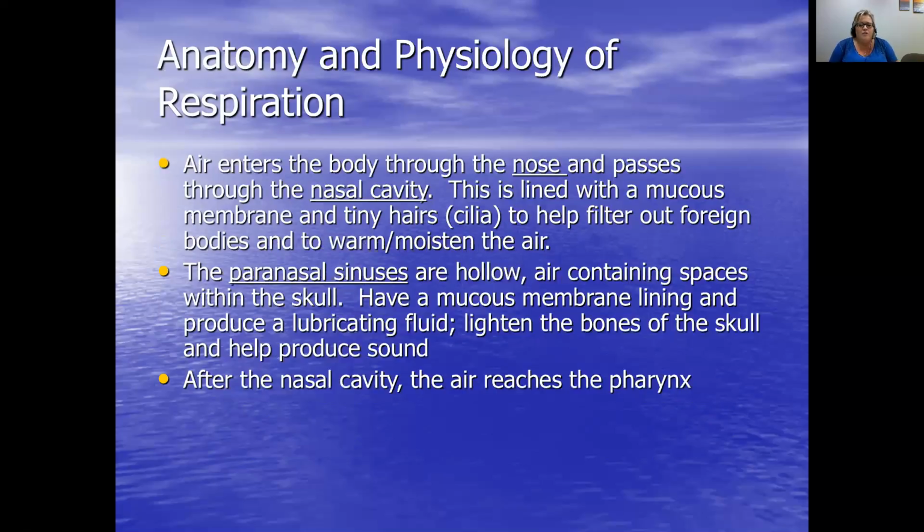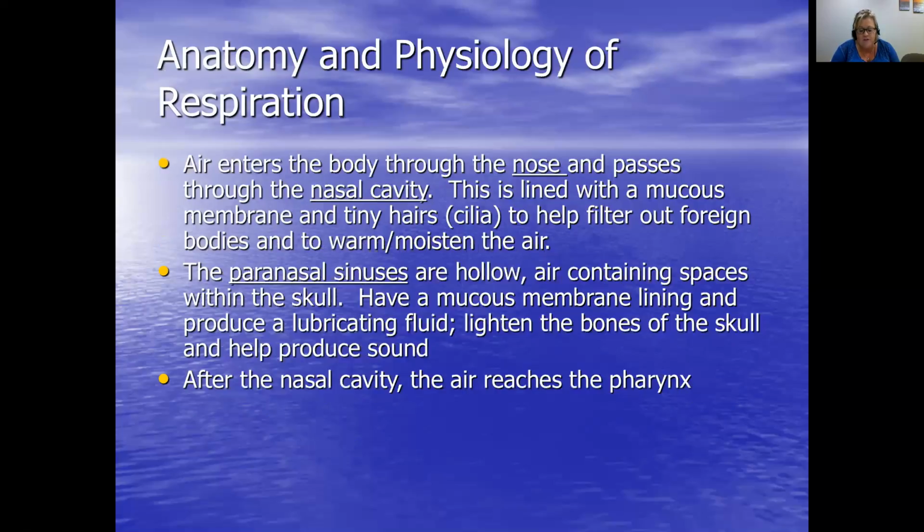Okay? After the nasal cavity, the air reaches the pharynx. Okay, so the paranasal sinuses are number 3. The nasopharynx is part of the nose and the throat. Number 5 are the pharyngeal tonsils, or the adenoids, and these are represented by green, and they're in the back of the nasal cavity in that nasopharynx area. Number 6 is the oropharynx, and that's the back of the throat.